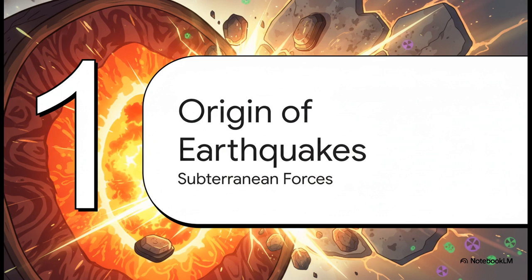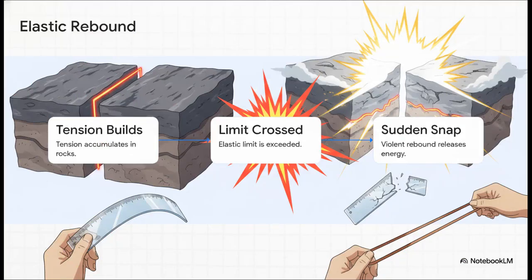Let's talk about those subterranean forces. We've got to begin way, way down deep beneath the crust. Down there, immense heat is basically turning tectonic plates into these incredibly stressed slow-motion bumper cars. They're just constantly colliding. Now, to really grasp how all that pent-up stress finally breaks loose, you just need to picture Professor Reed's elastic rebound theory.